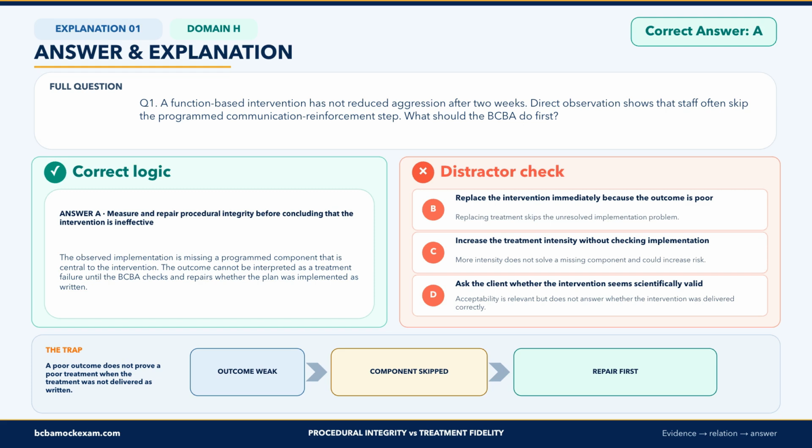C. More intensity does not solve a missing component and could increase risk. D. Acceptability is relevant, but does not answer whether the intervention was delivered correctly. When outcome data are weak and implementation is drifting, verify and repair integrity before judging effectiveness.